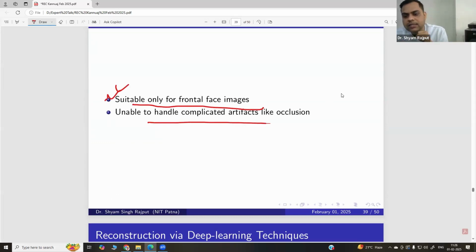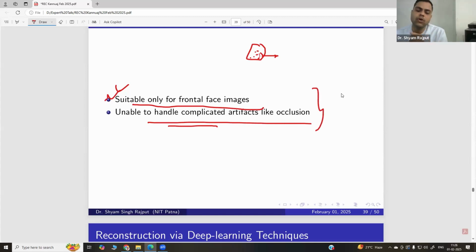Another drawback is that different authors, along with us, have tried to make the super resolution process robust to different kinds of noises, but these models are unable to handle occlusion. Suppose there is a black spot, then we cannot process that black spot because all the pixels will be 0, so we cannot compute any weight for the 0 value. That is another drawback of all these models which we have discussed so far.